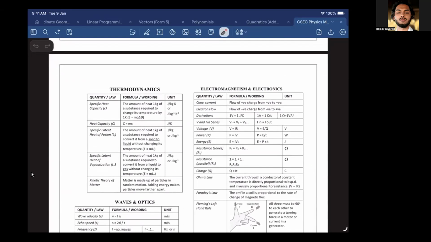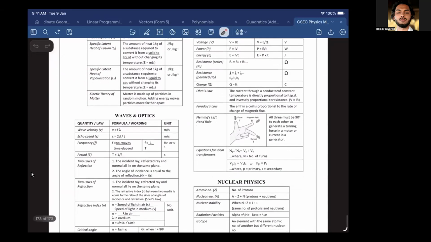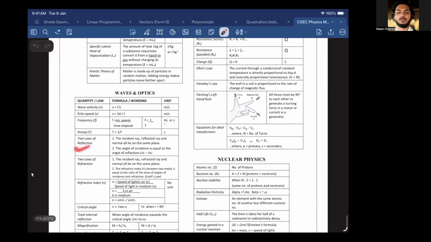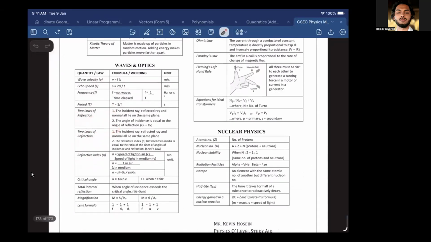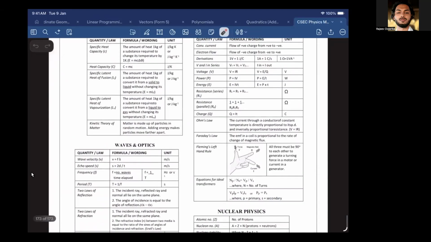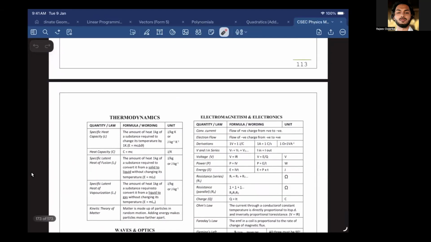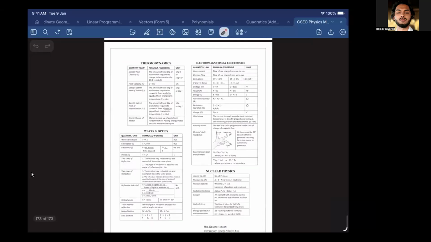These aren't laws, but you need to know them. You need to know the definition. Specific heat capacity, latent heat of fusion, specific latent heat of vaporization, kinetic theory of matter, two laws of reflection, two laws of refraction, refractive index. You need to know Faraday's law, Fleming's left-hand rule, Ohm's law. You need to know all of those laws.